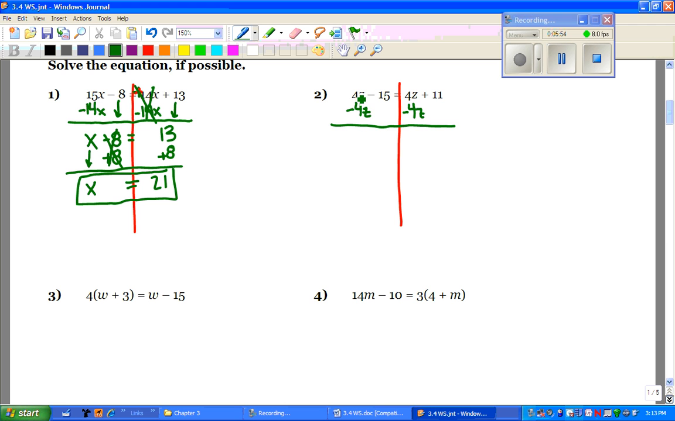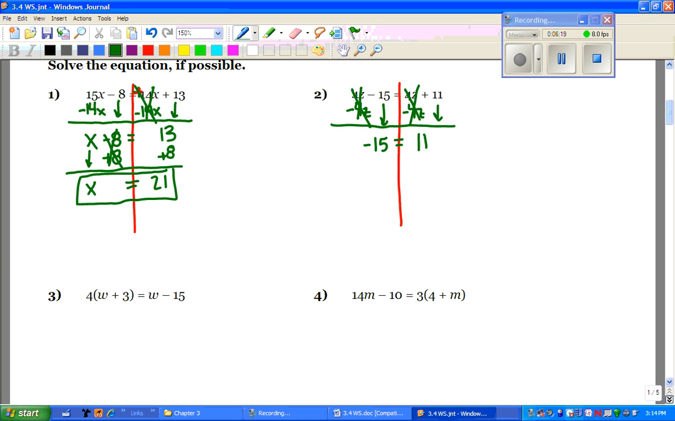4z minus 4z gives me 0 z's, so that cancels out. And on this side, I'm left with my negative 15 that I bring down. Bring down my equal sign. 4z minus 4z goes to 0. Bring down my 11. And I end up with this equation where my variables are gone because they all canceled out. Negative 15 equals 11.